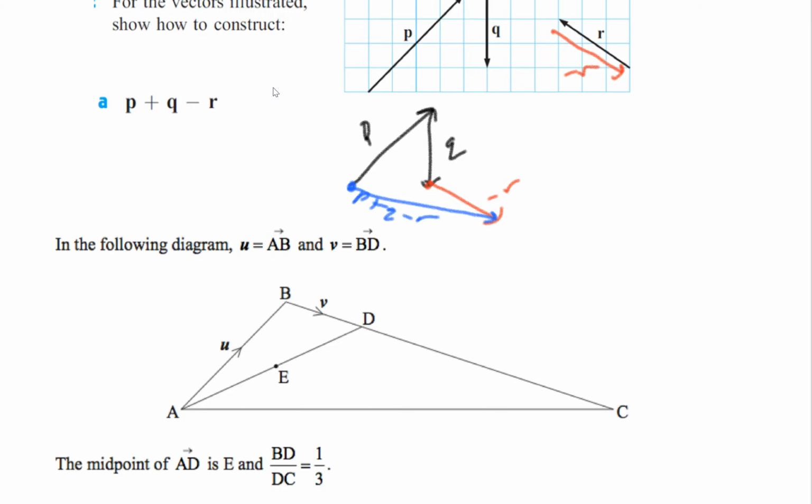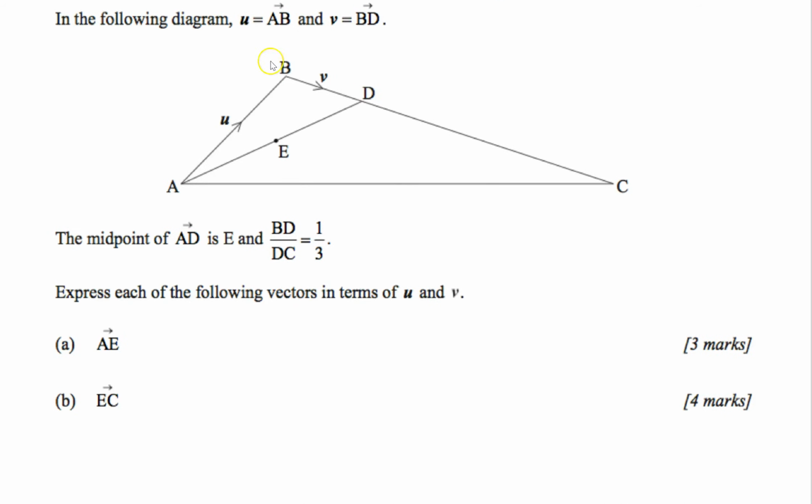On the IB test, they usually don't make you draw it. They want you to add stuff onto an actual graph. So here's an example of what the IB test likes to do. In the following diagram, U equals AB. So that's U right here. This is my U, equals AB, and V equals BD.